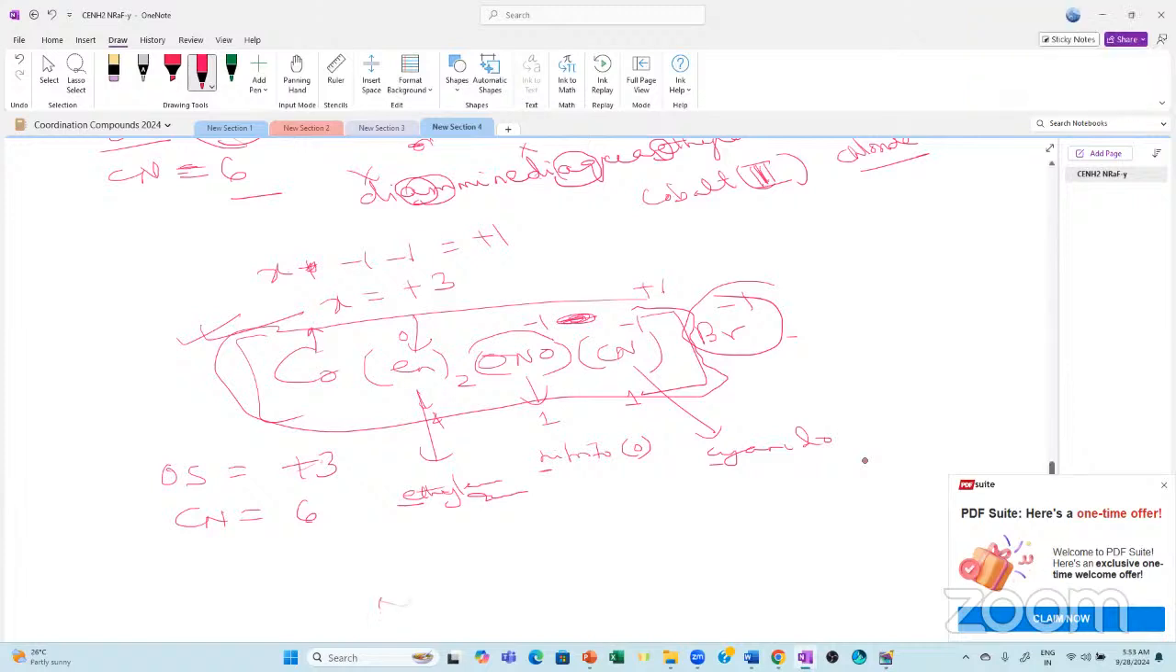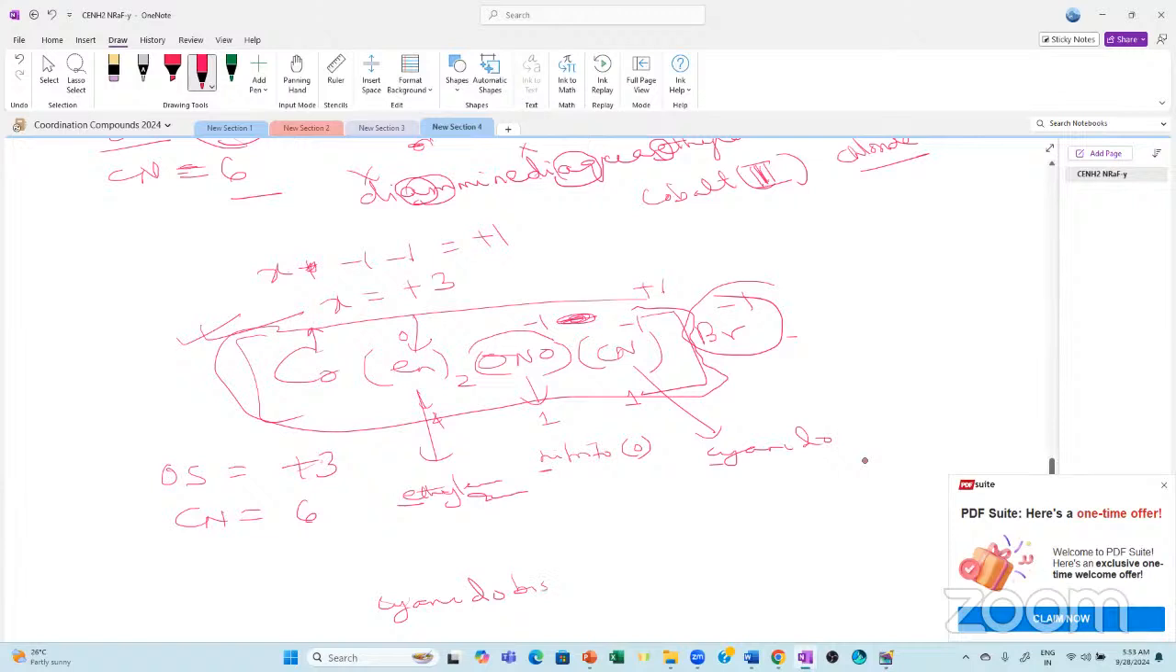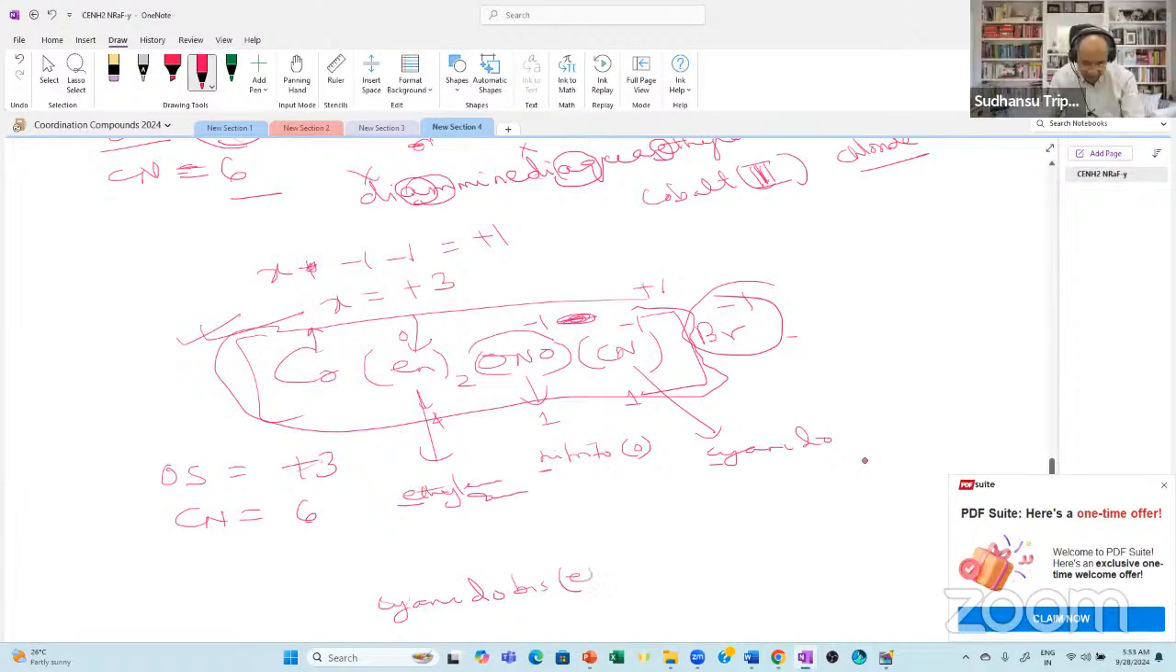Cyanido, bis-ethylenediamine, cyanido, nitrito. First comes cyanido, it is only one. Then bis, with ethylenediamine in between parentheses. Ethylenediamine, single m. Then nitrito-O or simply nitrito. All the ligands are done.